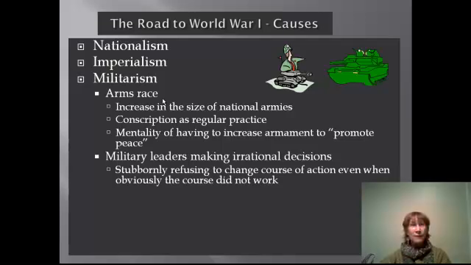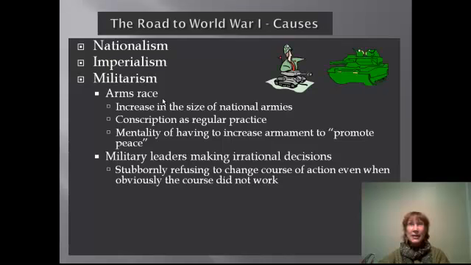They begin to have not voluntary armies, but conscription, and they are having more weapons, more soldiers, more militarism to promote peace. The more weapons we have, the more we are promoting peace. This is one of those ironic, absurd reasons that militaristic countries give to keep increasing their military.